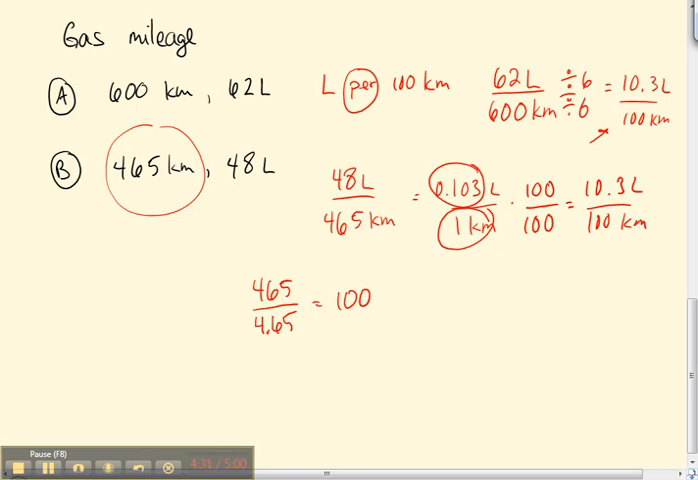The other way of doing it is simply recognizing that dividing 465 by 4.65 equals 100. So I could just go 48 divided by 4.65, and that gets me the answer as well. Okay, 10.3 liters per 100 kilometers.